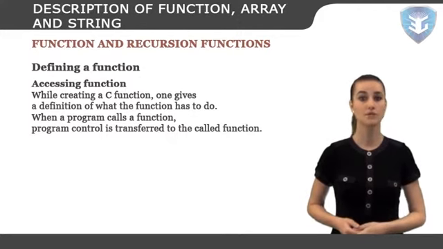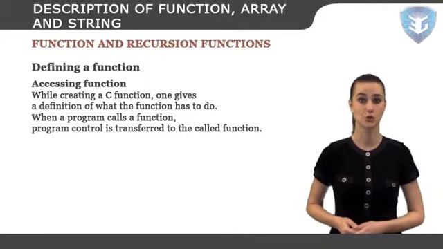When a program calls a function, program control is transferred to the called function. A called function performs defined task, and when its return statement is executed, or when its function ending closed brace is reached, it returns program control back to the main program.